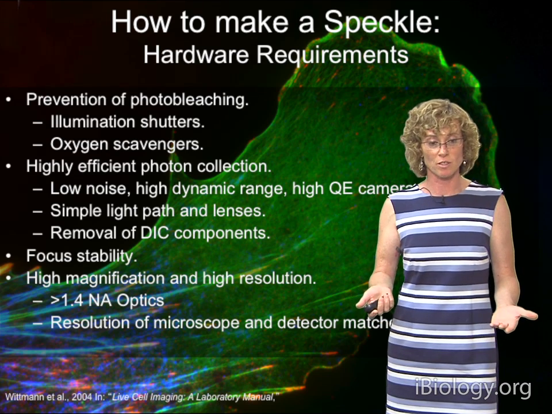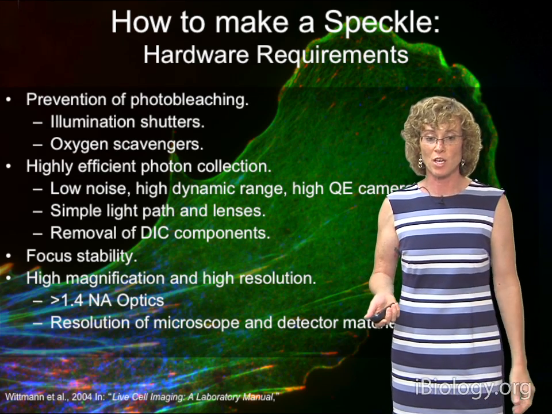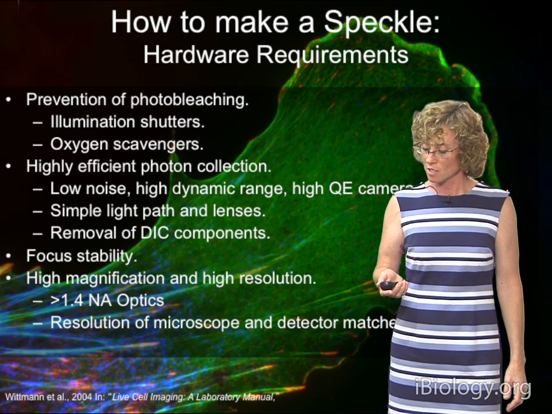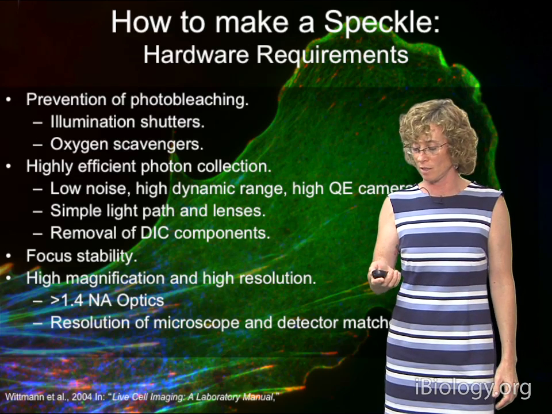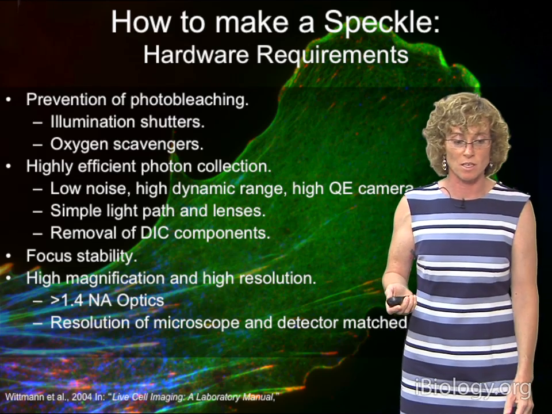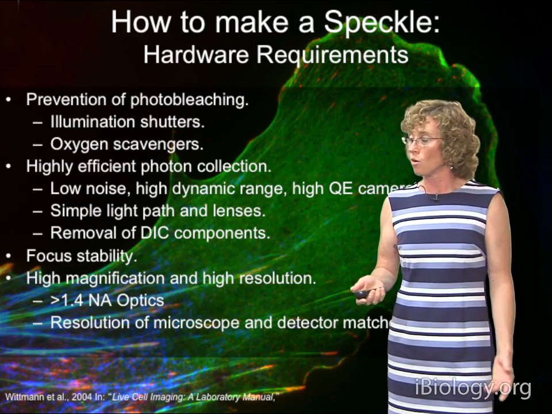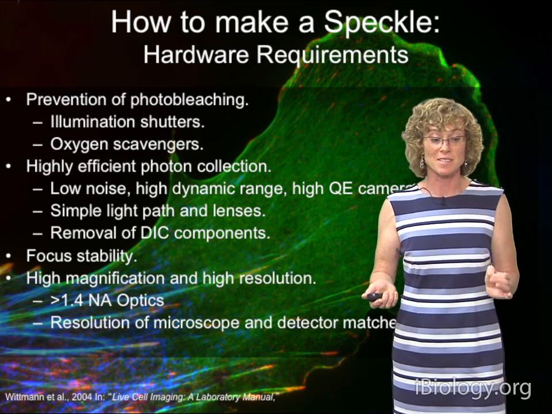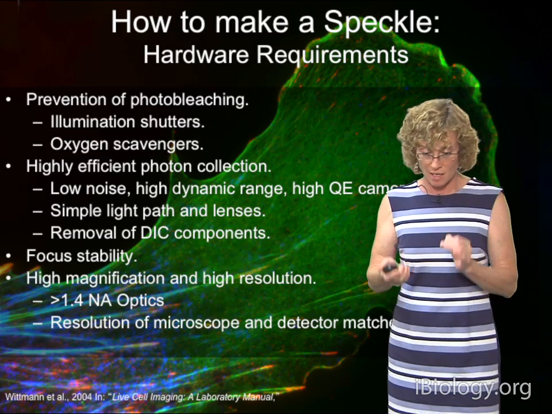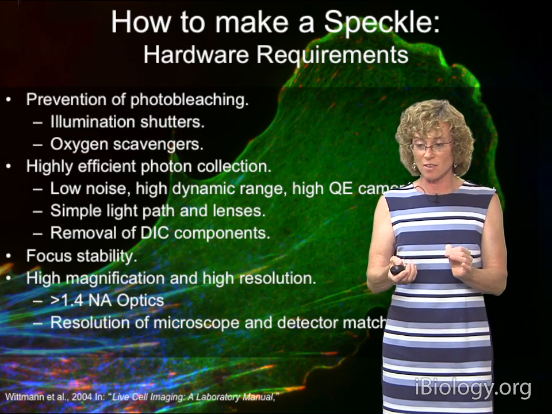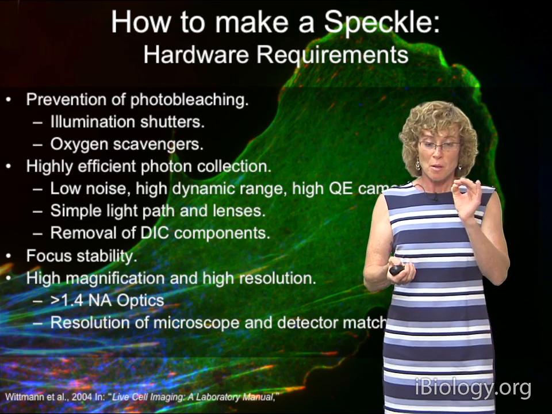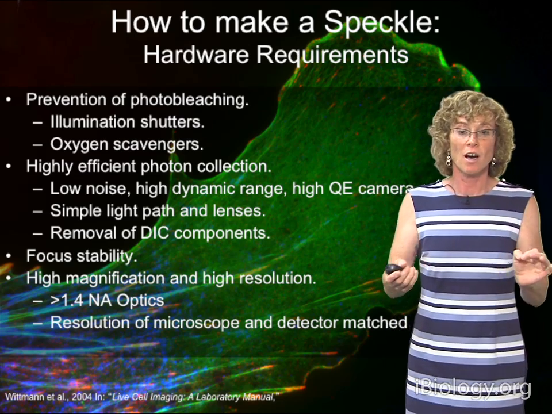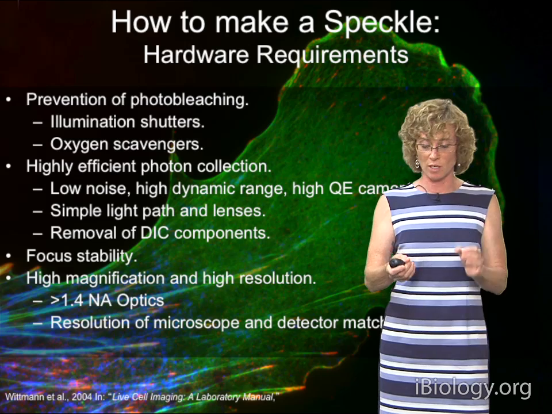So you usually use a 100x, 1.4 or 1.49 objective lens, and very critically, you need the resolution of the microscope and the detector to be matched to satisfy the Nyquist sampling criterion. So that's basically all you need hardware-wise. Your microscope has to be set up properly and aligned. These criteria sound simple, but they're very, very specific. If one thing is messed up, you're not going to get a speckle. So it's simple criteria, but it's very specific.